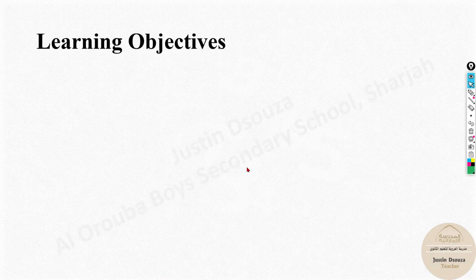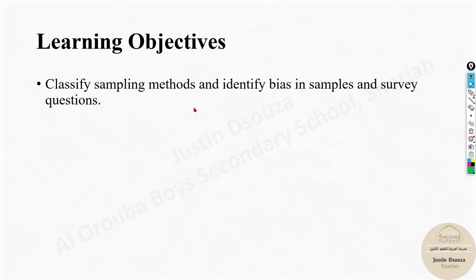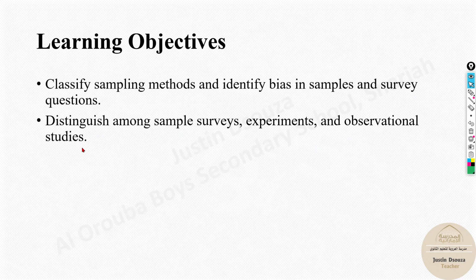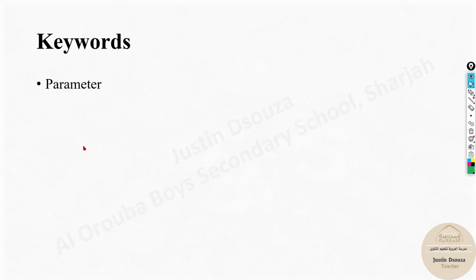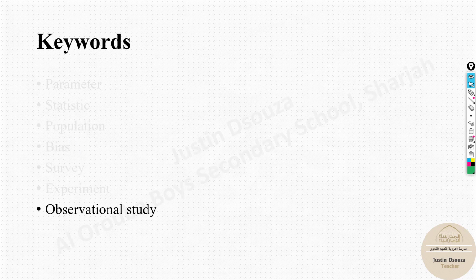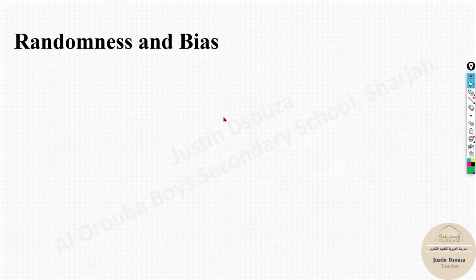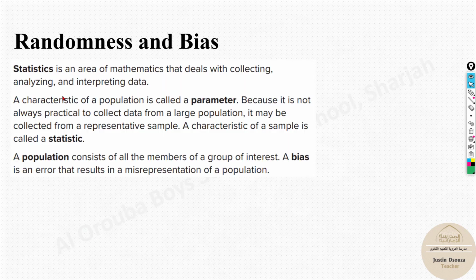The learning objectives of the first lesson are to classify sampling methods and identify bias in samples and survey questions, and to distinguish among sample surveys, experiments, and observational studies. The keywords are parameter, statistics, population, bias, survey, experiment, observational study. We'll come across all of this one by one. Randomness and bias. First, statistics is where we interpret data, analyze, and collect data.